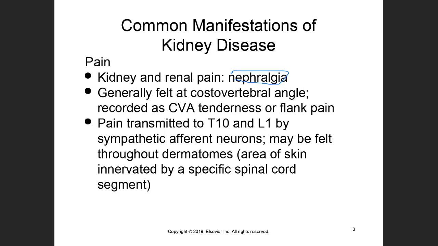Nephralgia: nephro means kidney, algia means pain. Generally, you palpate at the costovertebral angles and record it as CVA tenderness. That's how you refer to pain in the kidney. Anatomy is at what level in your body you feel the pain, and it's right there because that's the level of the kidney.